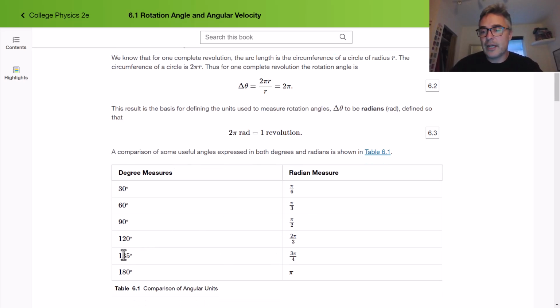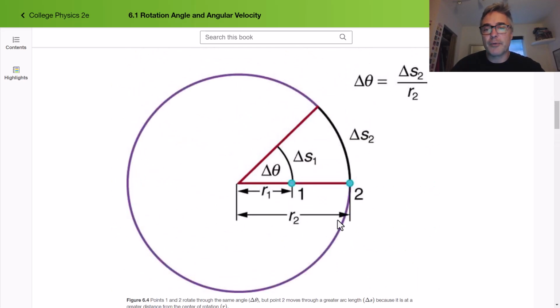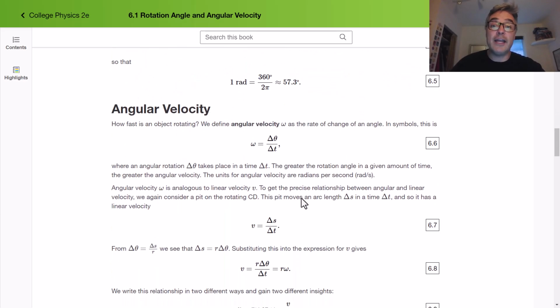The way I remember the exact conversion is that 180 degrees, half a full circle, is equal to pi radians. And the other thing is that this arc length is a function of radius. So if you're closer to the center, then you don't go as far, even if the angle is the same. If you were right at the very center, you wouldn't travel any distance at all, even if the angle moved.